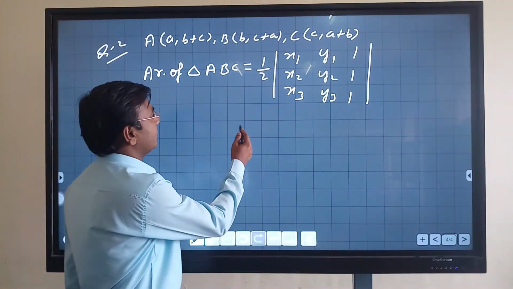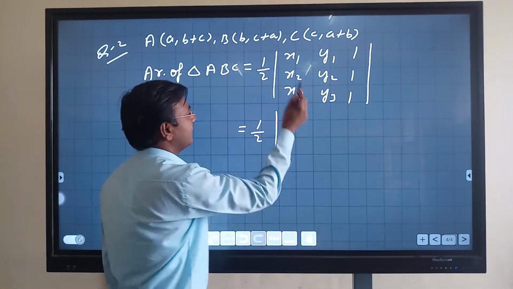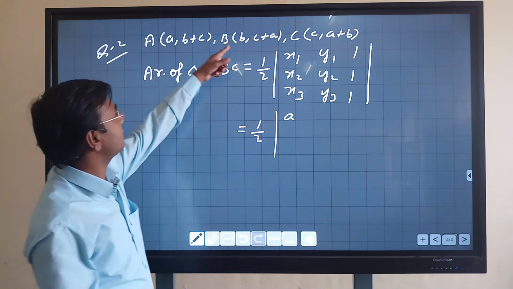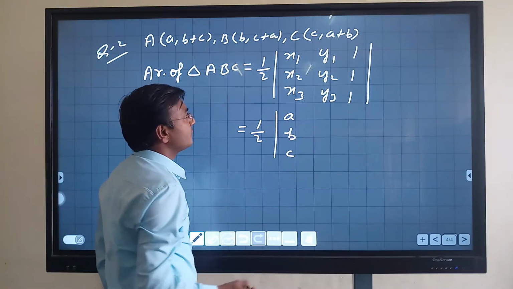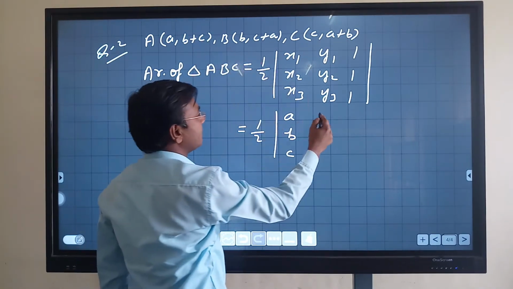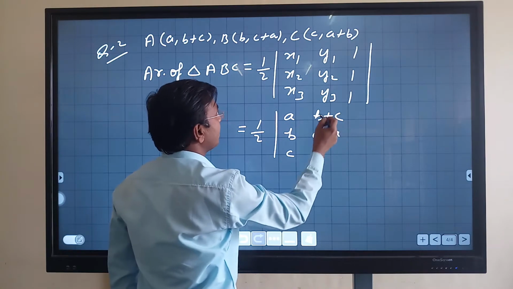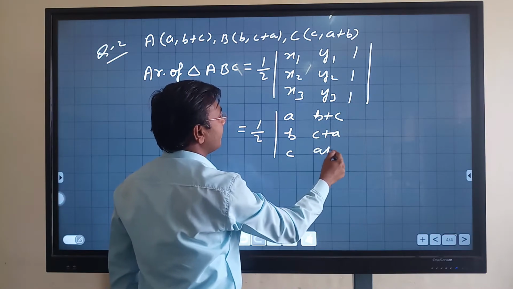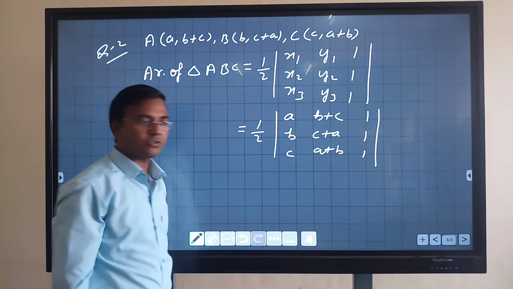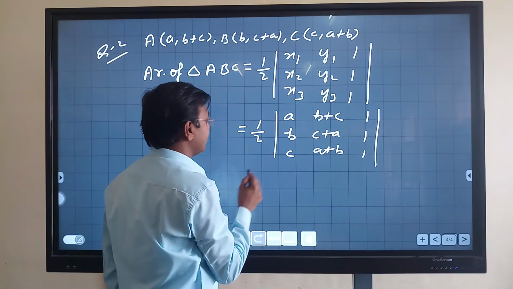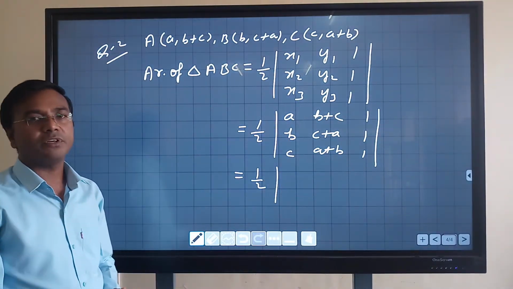Okay, so you can see x1, x2, x3. So write the coordinates: A is x1, then x2 is B, similarly small c, and now y1 means B plus C, next point C plus A, and next point A plus B, and the third column remains constant to 1 only. So 1 is there. Now see, we are going to use the properties of determinant.